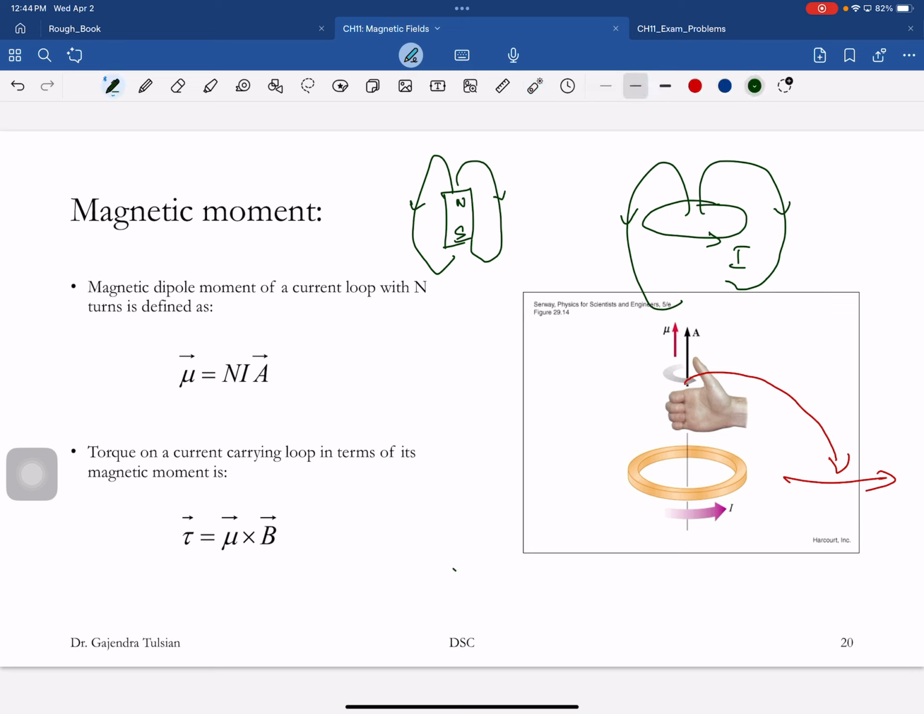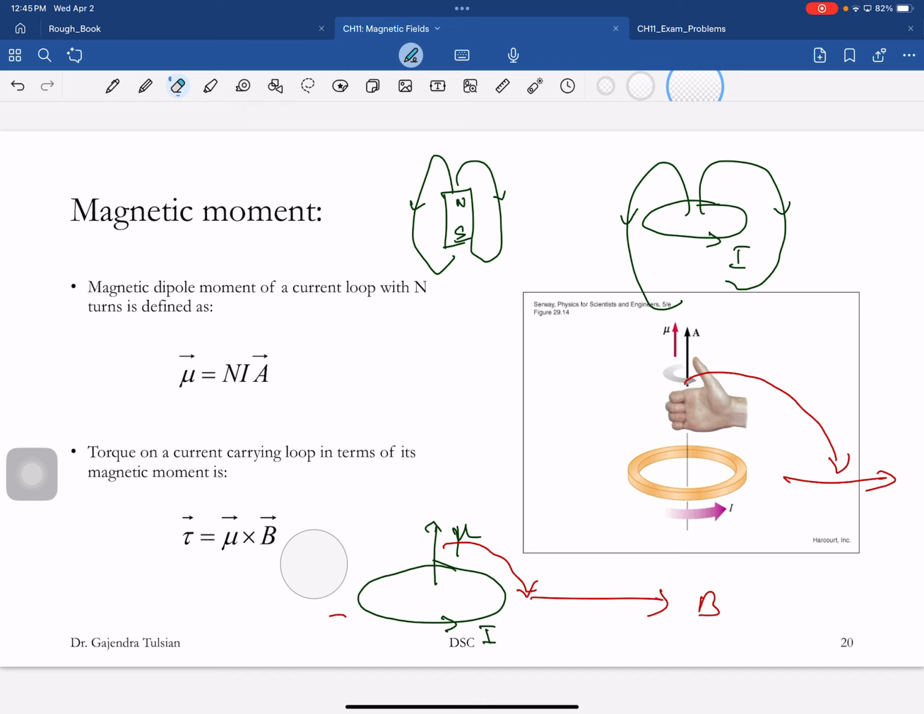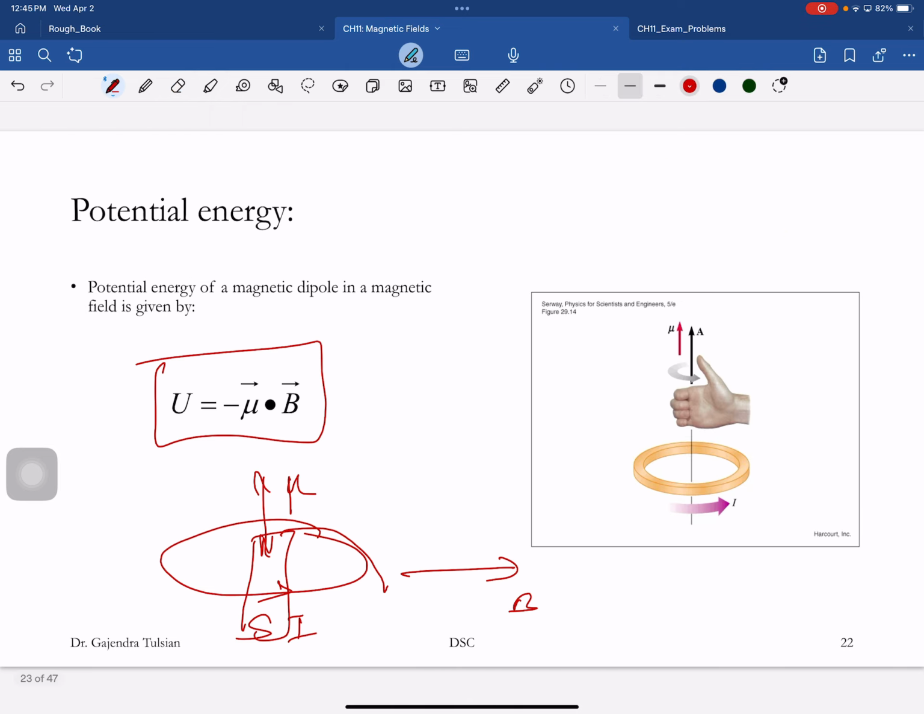Okay, so here let's make sure we understand this. There is the magnetic moment, and if you have a magnetic field in this direction, the torque is trying to line it up into the magnetic field. And if the magnetic field was in this direction, then you would turn it in that direction. All right, so that's what we studied. And the potential energy associated with the magnetic moment in the presence of a magnetic field is given by that expression.